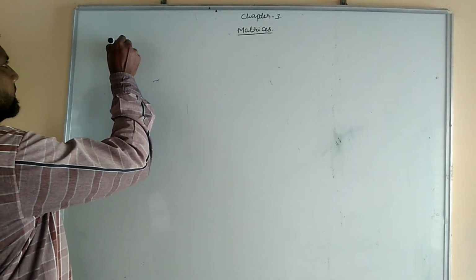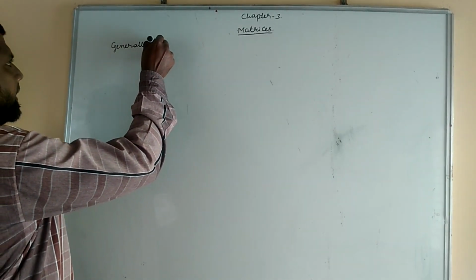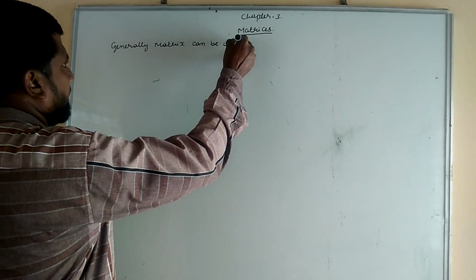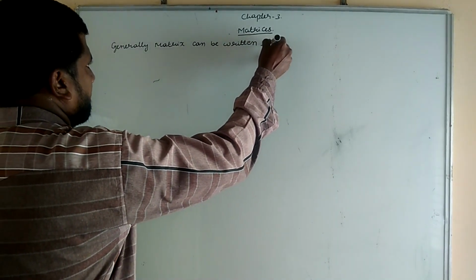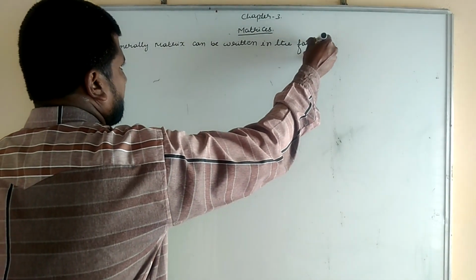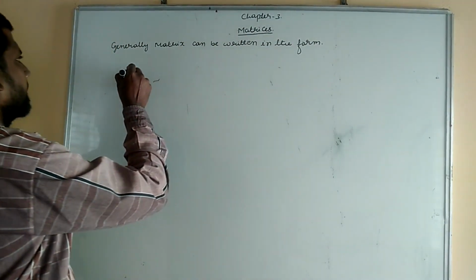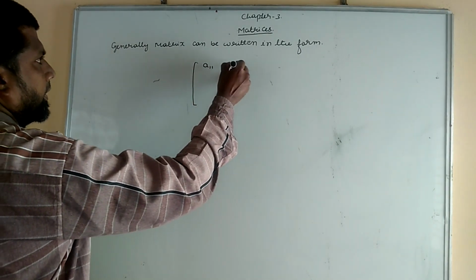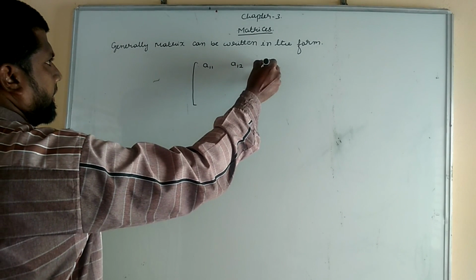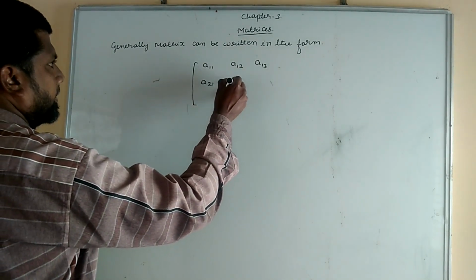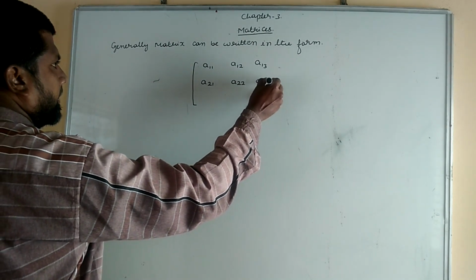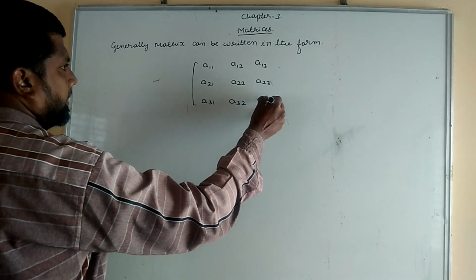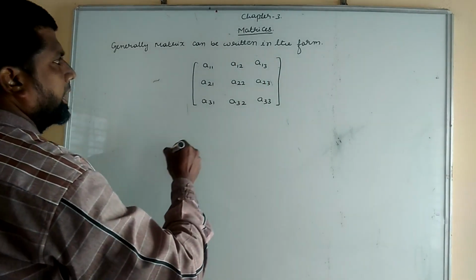Generally, a matrix can be written in the form A11, A12, A13, A21, A22, A23, A31, A32, A33. So this is the general form of a matrix.